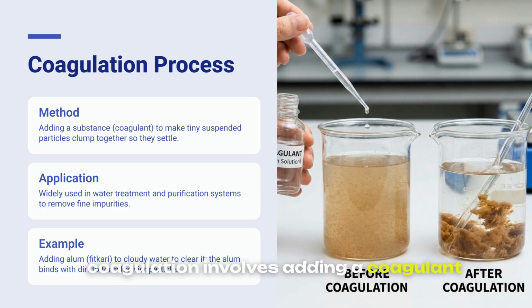Coagulation involves adding a coagulant to make tiny suspended particles clump together and settle. This method is used in water treatment to remove fine impurities. Adding alum to cloudy water causes dirt to bind and form heavier particles, clearing the water.